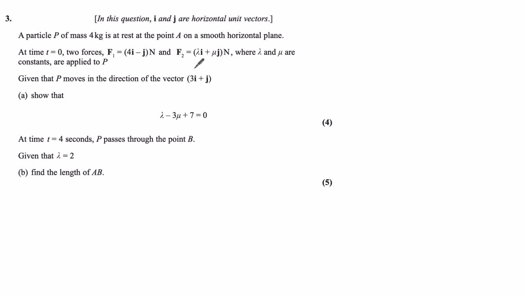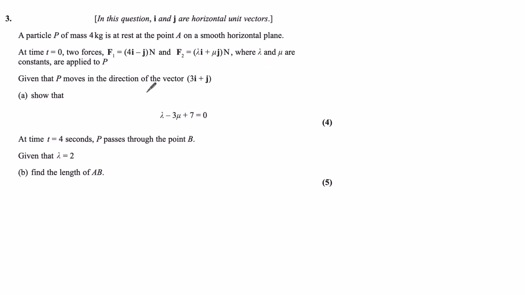Question 3. In this question, i and j are horizontal unit vectors. A particle P of mass 4 kilograms is at rest at the point A on a smooth horizontal plane. At time t equals 0, two forces F1, 4i minus j newtons, and F2, lambda i plus mu j newtons, where lambda and mu are constants, are applied to P.